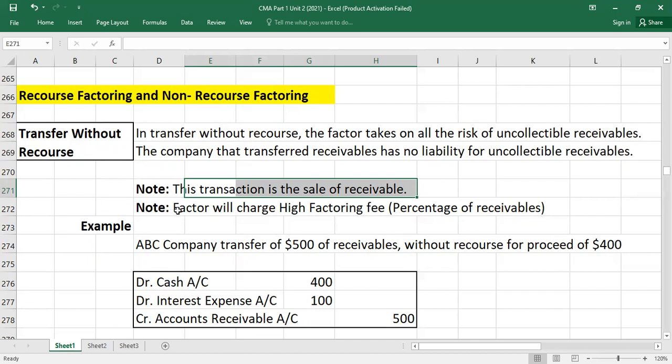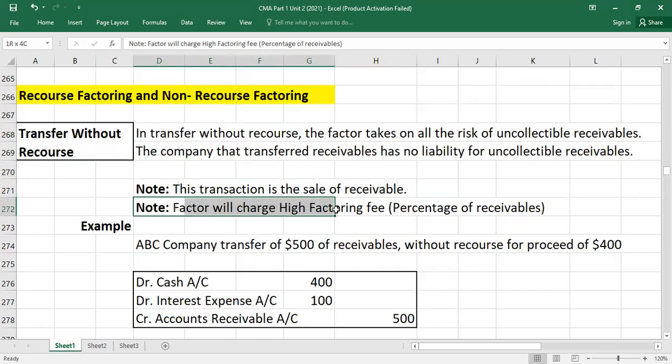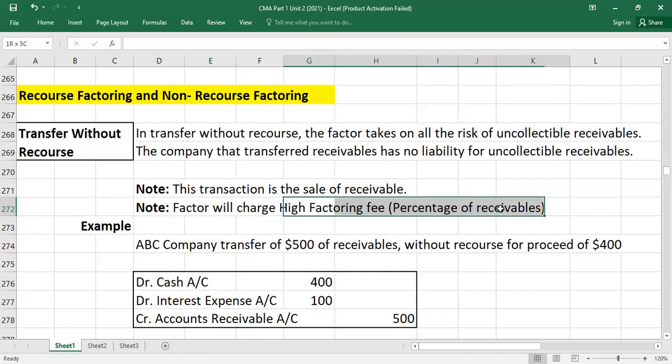Another note, guys, when we hire the factor company, sometimes the factor company also charges a fee, which is a fixed percentage of the receivables amount. That is called the factor fee. So what is the factor fee? The factoring fee is always a percentage of receivable. In case of transfer without recourse, when we transfer the risk of bad debts to the factor company, of course the factor company is facing high risk, so that is why they will charge a high factoring fee.